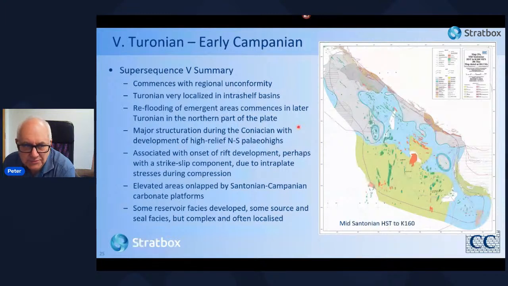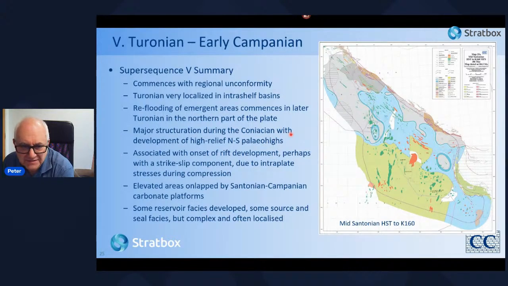This is supersequence 5, Turonian to early Campanian. It commences with the regional unconformity that I've just discussed. The initial Turonian is deposited very locally in various intrashelf basins, and the reflooding of emergent areas commences later in the Turonian, commencing in the northern part of the plate.